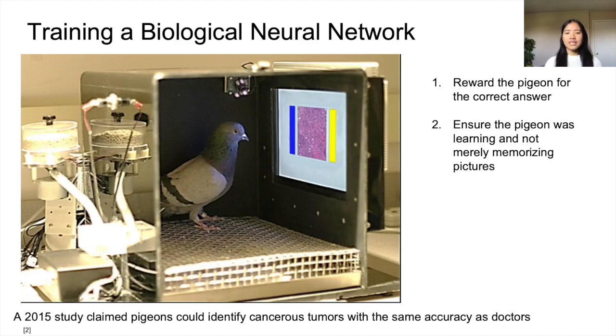So that's the first step of how we train a biological neural network. We have to be able to give it reward. And that just means that every time the pigeon got a right answer, it was given a treat.